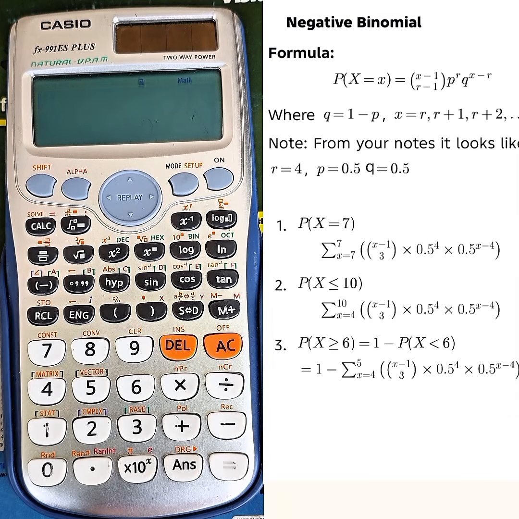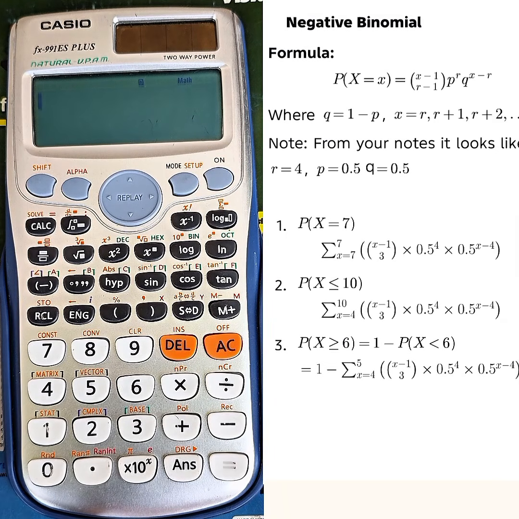So now, the formula for a negative binomial distribution is as the one displayed on the screen here. For a negative binomial distribution, the value of x starts from r to infinity. So now, let's look at how to solve these questions.